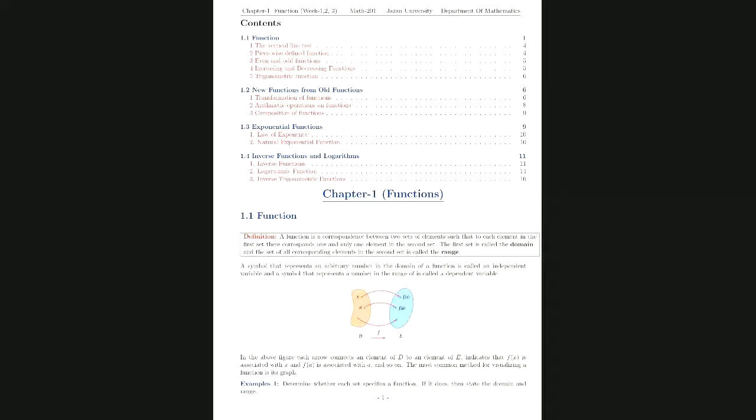Yesterday I discussed the definition of function, right? Today I will repeat the definition of function again, because more students were absent yesterday. Okay, so let me start with the definition.